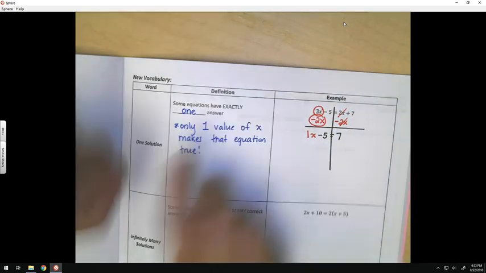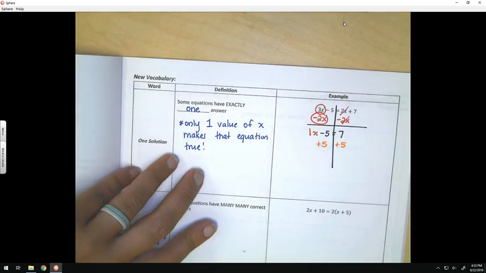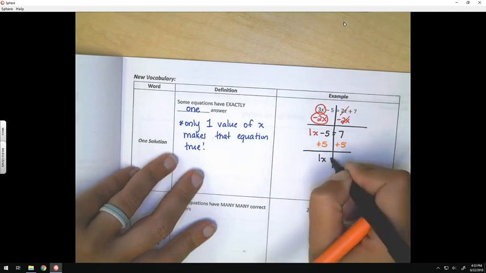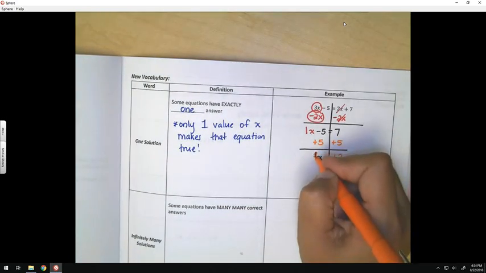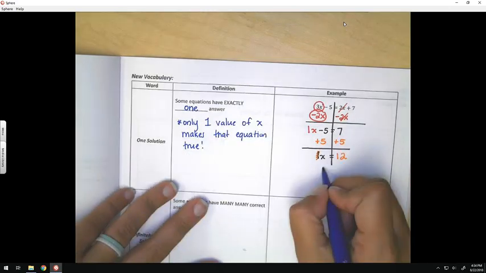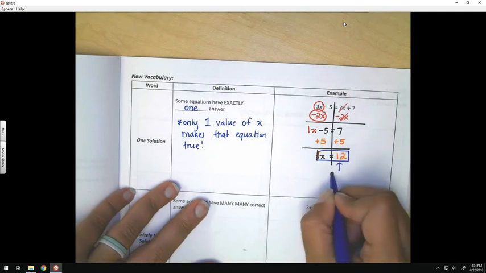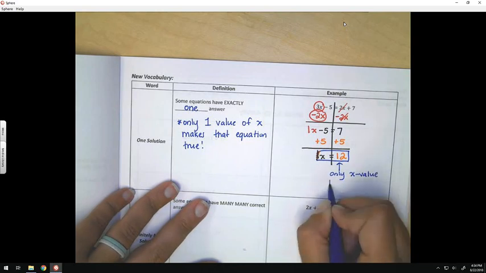Next, I'm going to add 5 on both sides because addition is the inverse of subtraction. And I'm just going to have 1x equals 7 plus 5, which is 12. And since this is a 1, I don't really need it there, so I don't need to divide in order to get x by itself. The answer would just be x is 12. In other words, this is the only value of x that makes this equation true.